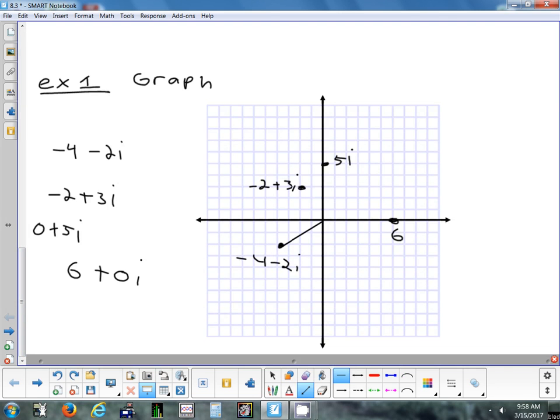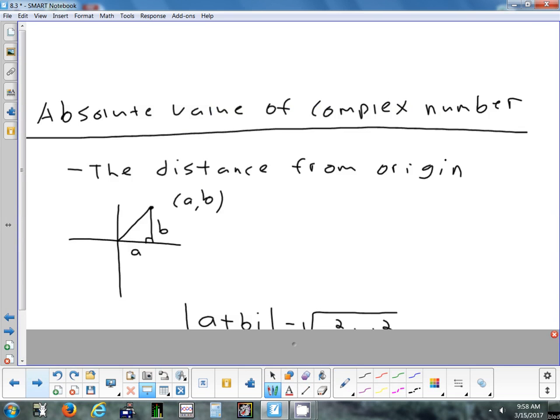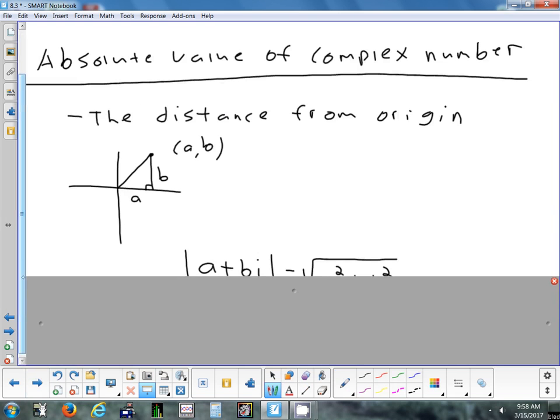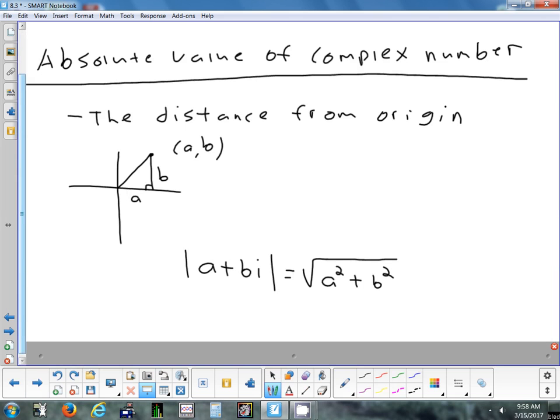So that would be the absolute value of negative 4 minus 2i. Just find the length of that segment. How do you think we could find the length of that segment? Yeah, just make a triangle out of it. One side's 4, one side's 2. Just use the Pythagorean theorem. The distance from the origin, that's the absolute value. And what I've done right here is the Pythagorean theorem: a squared plus b squared, and then take the square root. So it's just the Pythagorean theorem.